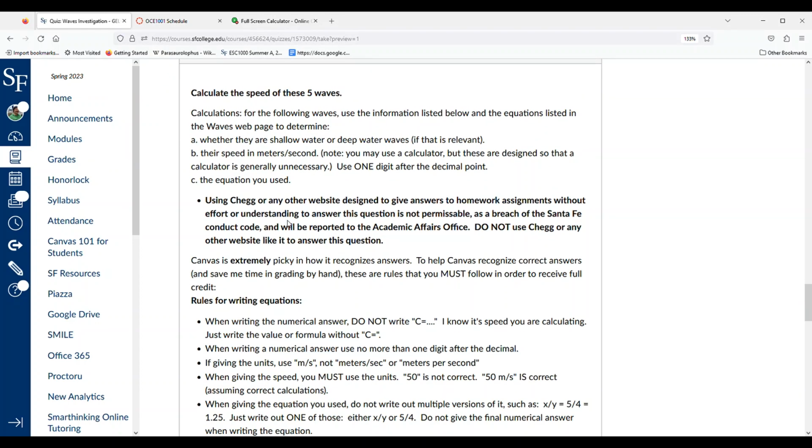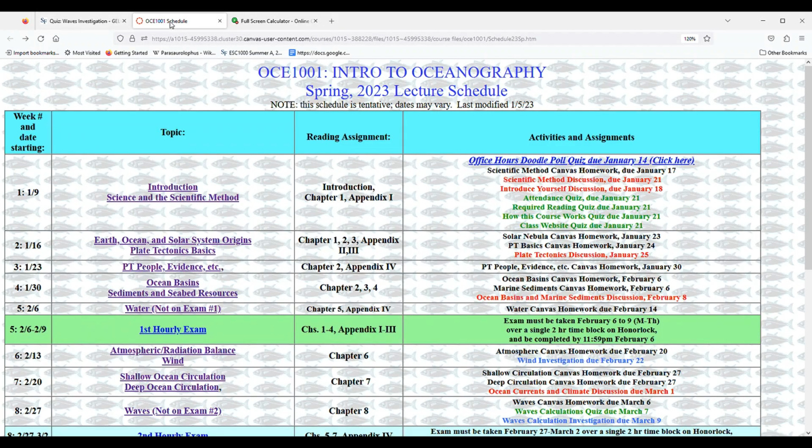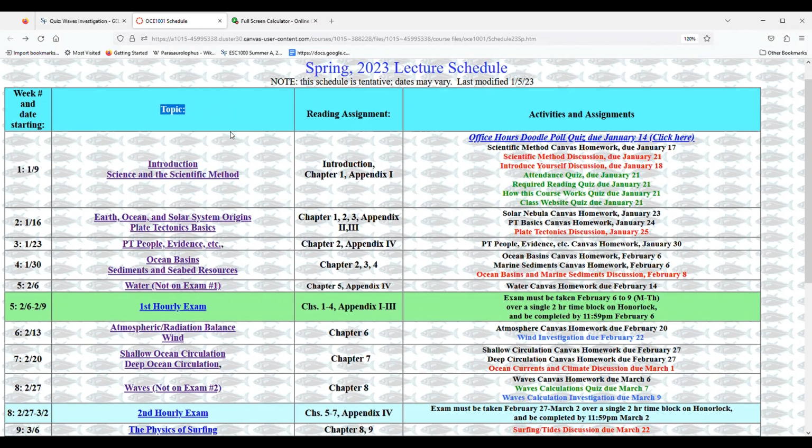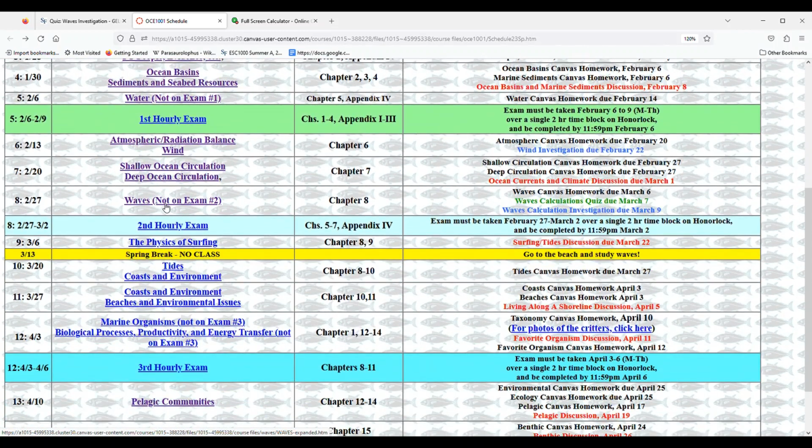So the first thing I want to do is to show you where this information is. Here's the class schedule. And I hope, by the way, everybody is looking at this regularly because this has a lot of very important information. If you're not reading the materials listed under topic here, you really are not doing what you need to do well in this class. So let's scroll down to waves.